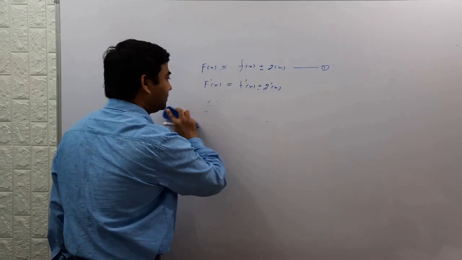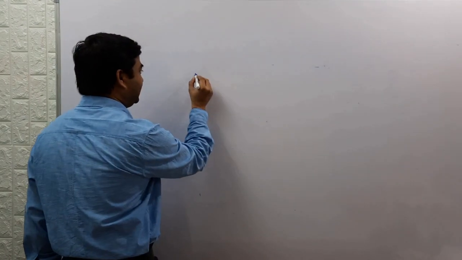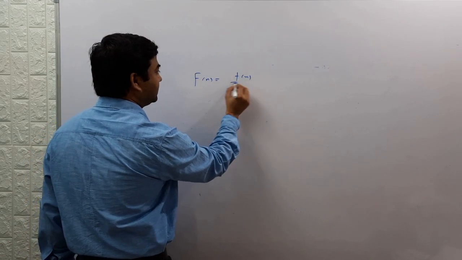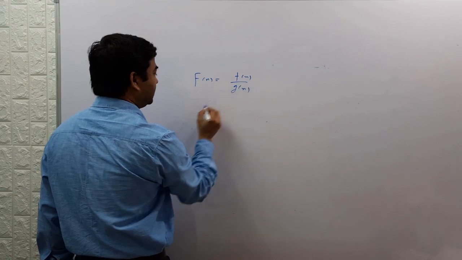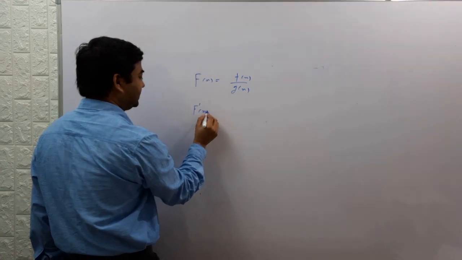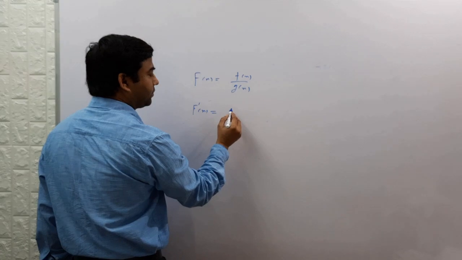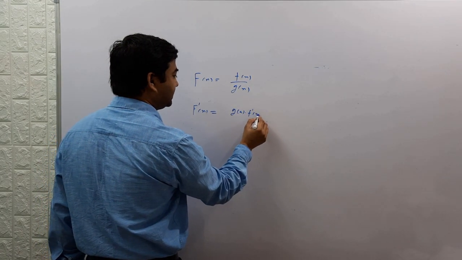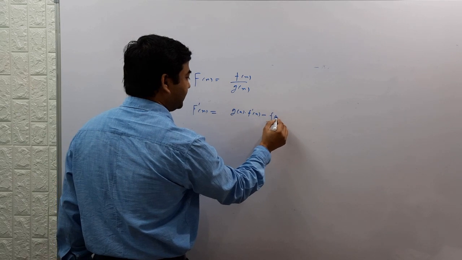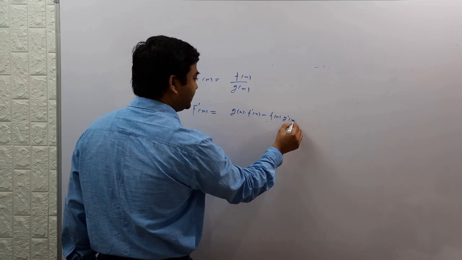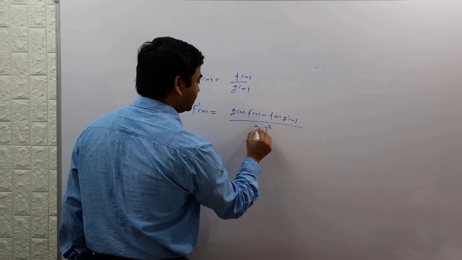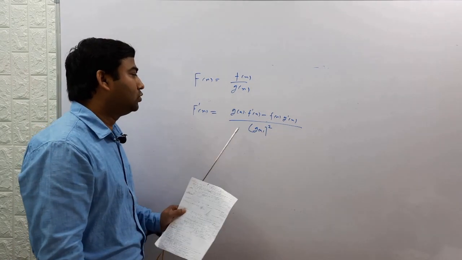Third property is for dividing the function. For division, there is a rule of differentiation. Let F(x) is equal to f(x) divided by g(x). Then F dash x is equal to g(x) f dash x minus f(x) g dash x divided by g(x) square. This is the rule of division.